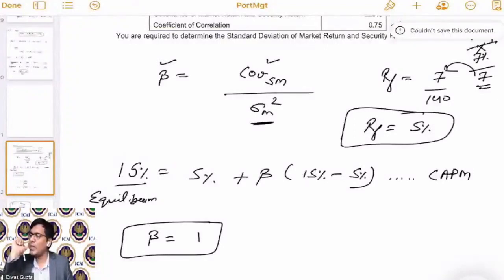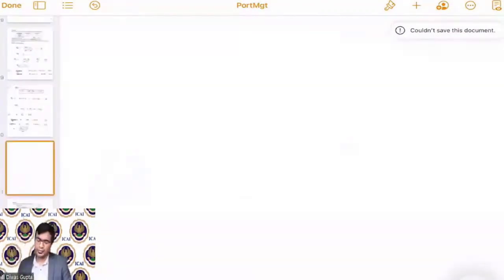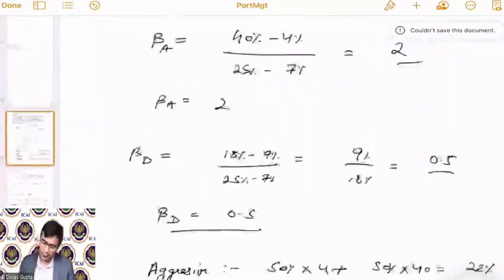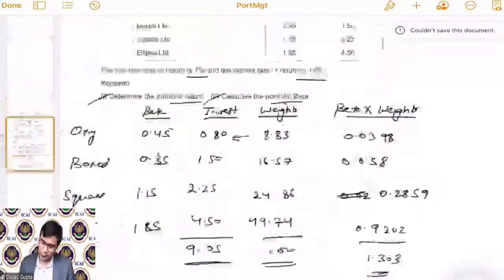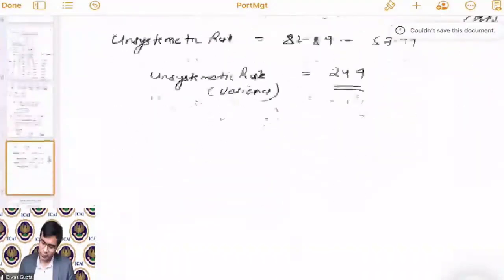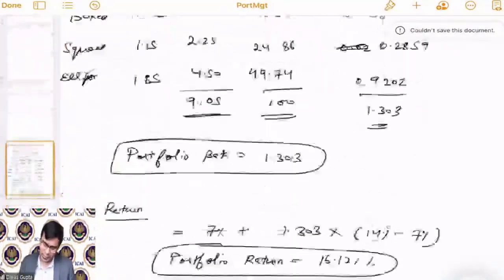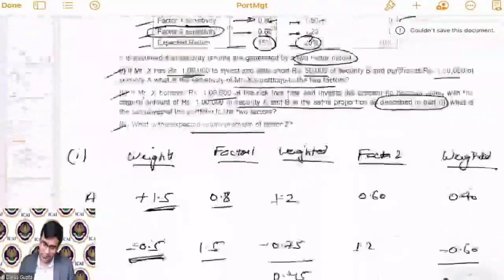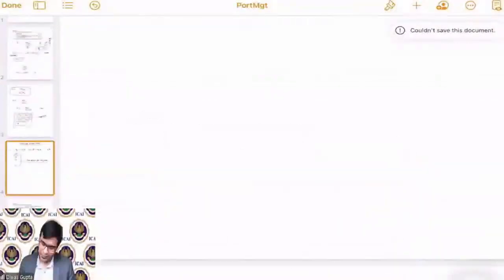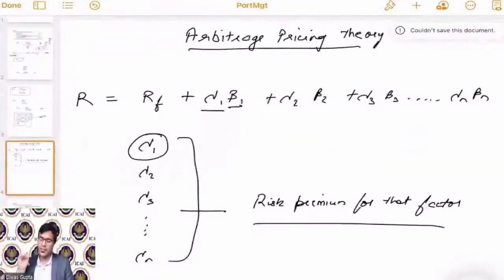Now, Namita is asking a question on APT only. Sir, in APT theory, are we adding beta of different factors like GDP and inflation, or is it like one factor beta upon n terms? No. So if you see the formula, I think arbitrage pricing theory is before question number 13. So if we see, this is the formula.